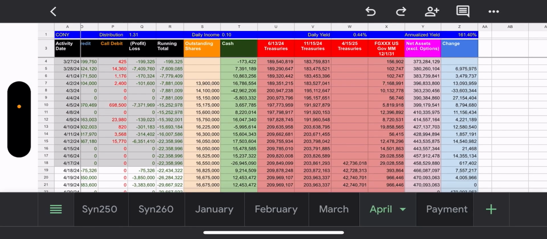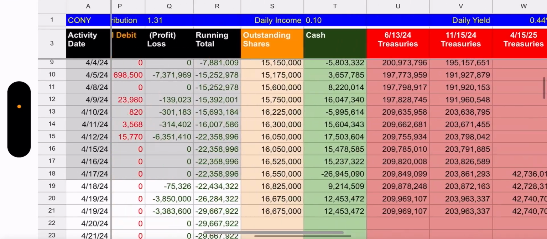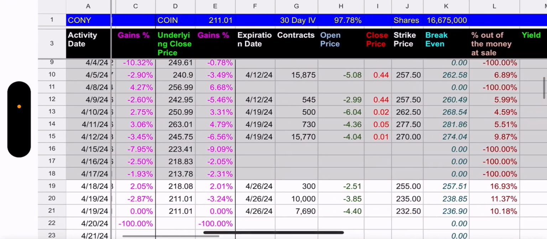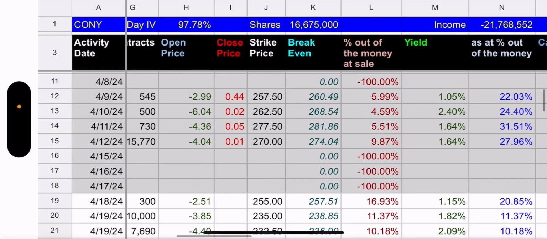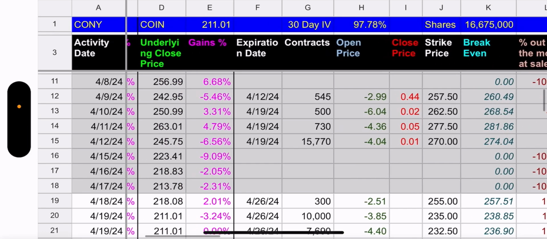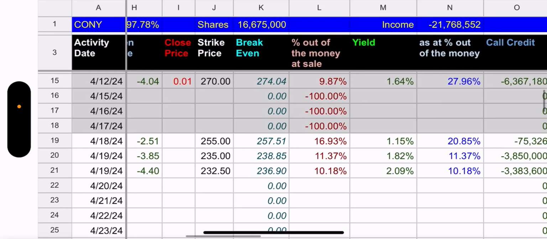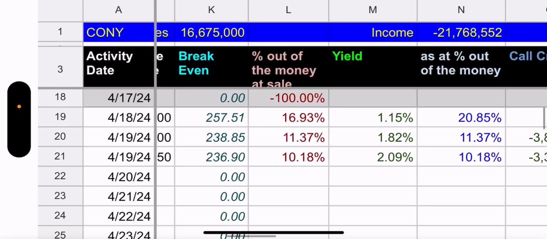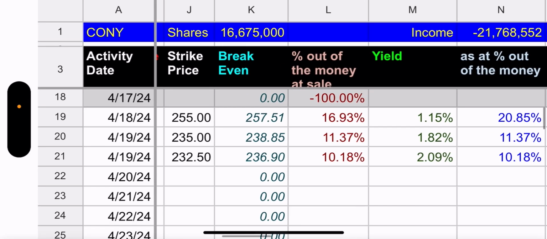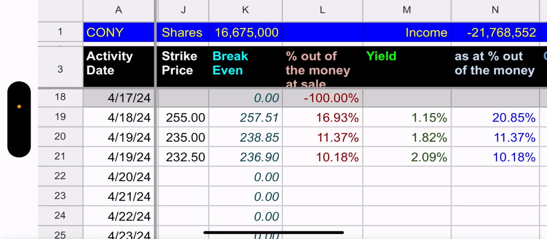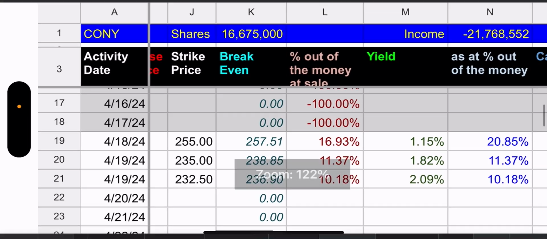So if I go to the April tab, which I'm in, again, the 30-day IV, you'll see now at the top, 97%. And coin closed at 211.01. So what kind of contracts do they have? Well, they have 3 strikes. The lowest of which is 232.50. That's 10% out of the money. And then the second, 235, that's 11% out of the money. And then 255, that's 20% out of the money.